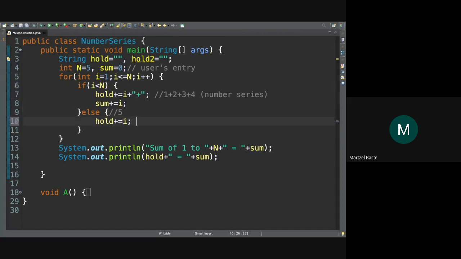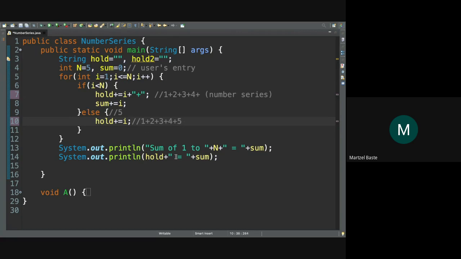I-omit daw niya ang plus sign. So, isumpay lang daw niya diretso last. So, di ba naman siya i-plus dire? So, isumpay daw nimo ang 5. Ang hold nimo na will be 1 plus 2 plus 3 plus 4 plus, which is kani. Then, madungagan siya 5. So, that's it.